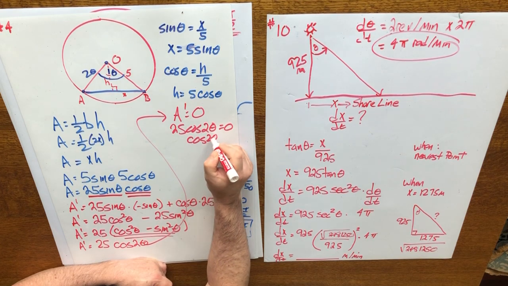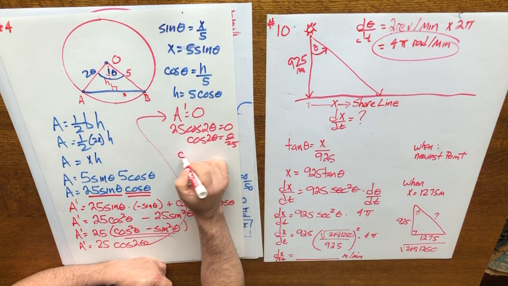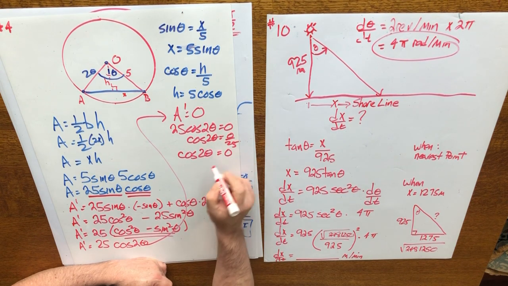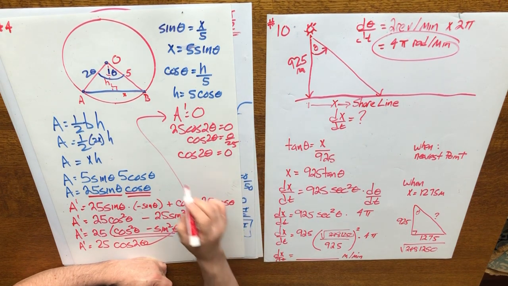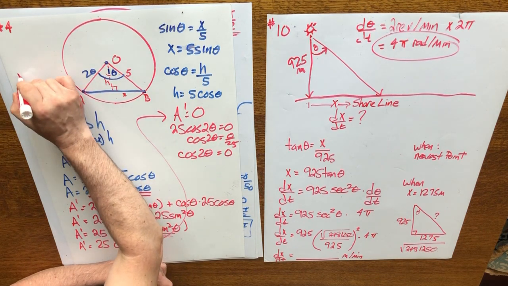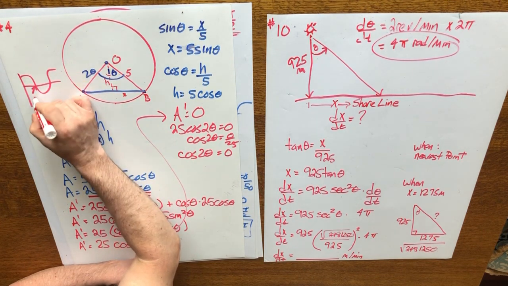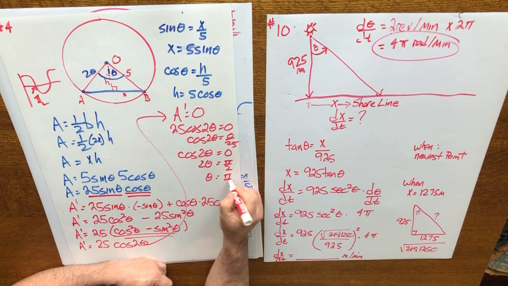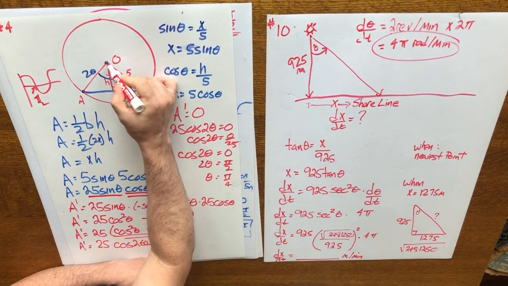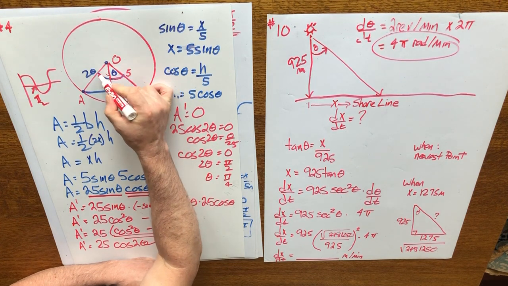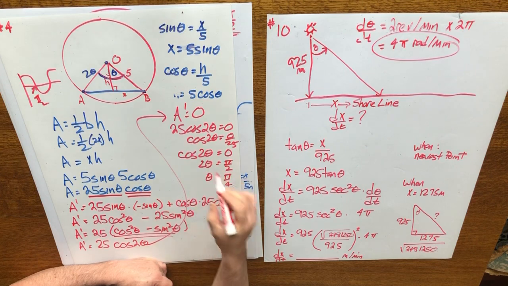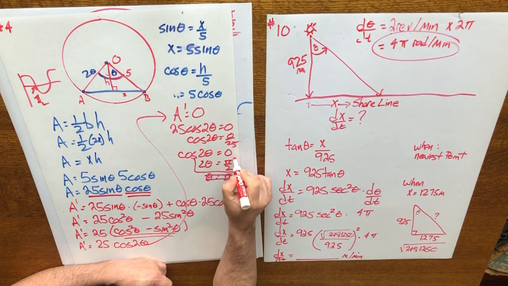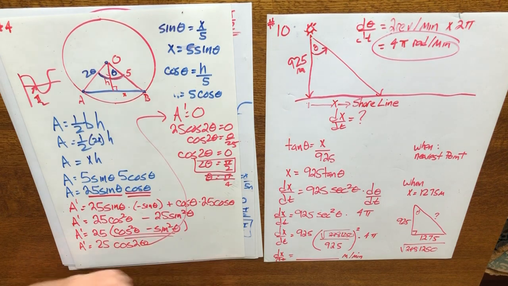So cos 2 theta equals 0 divided by 25. Cos 2 theta is equal to 0. According to the cos curve, 2 theta must be equal to pi over 2. So that would suggest theta is equal to pi over 4, but in this diagram, we're not interested in how big this angle is. We're interested in how big this angle is. So if 2 theta is equal to pi over 2, you're going to maximize the area of that triangle. I hope that video helps.